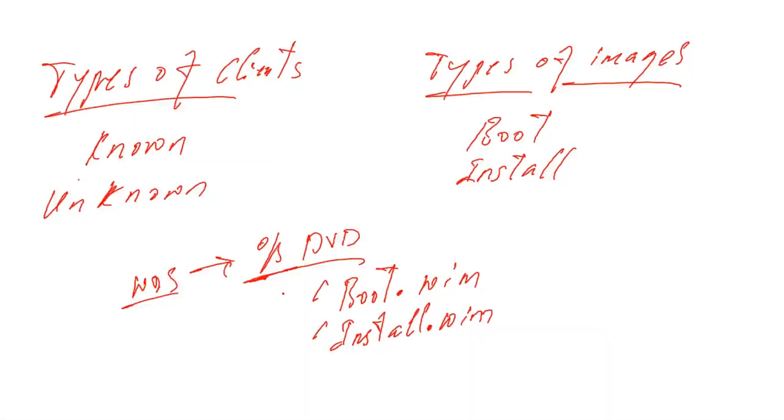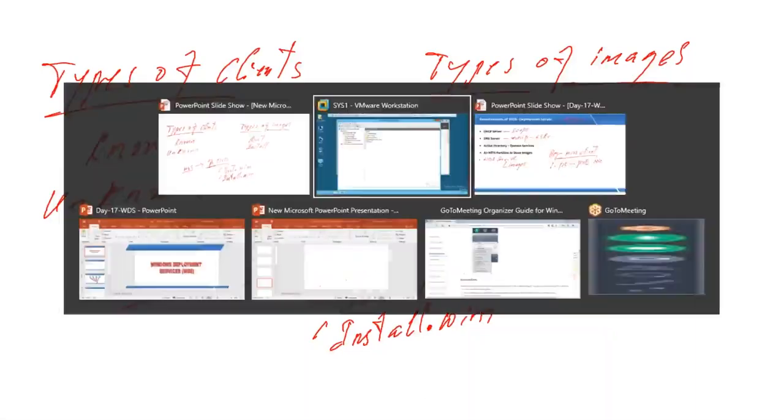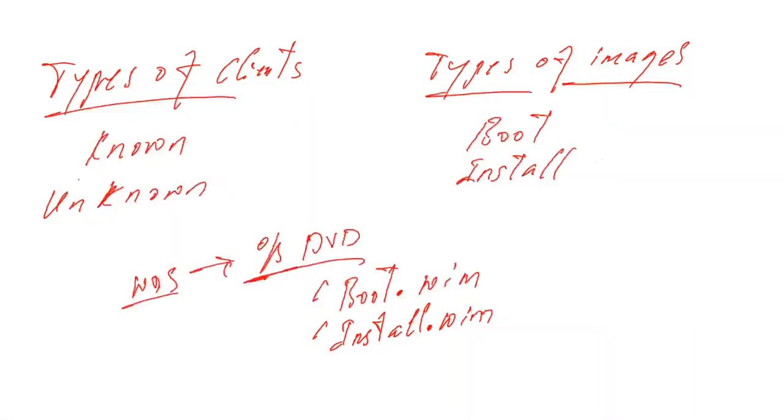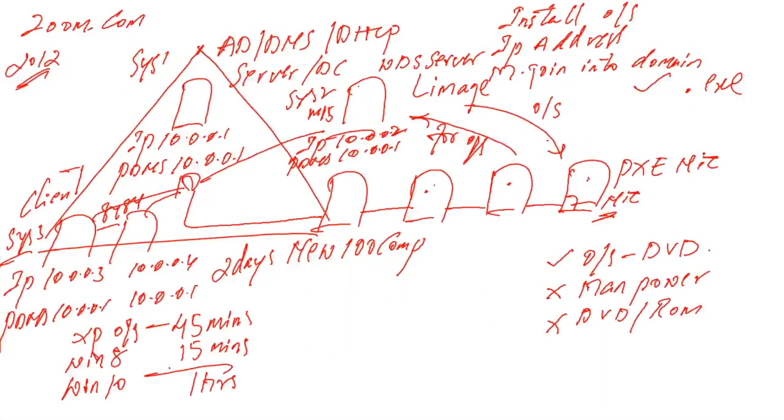So which operating system you want to take? Maybe XP, maybe Windows 7 or Windows 8, Windows 10 or 2012. Take that operating system DVD and insert it in the DVD-ROM. But in which machine? In the WDS server, because you want to take the images here. Okay, so first we'll check whether we have it or not.